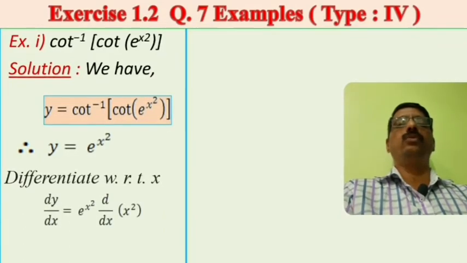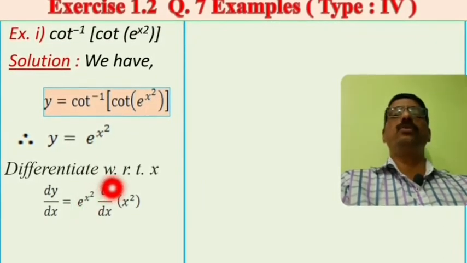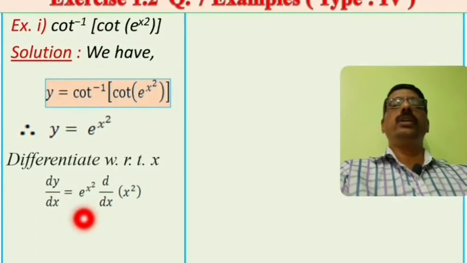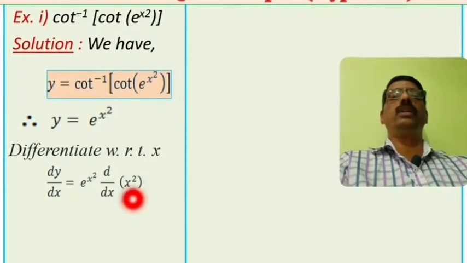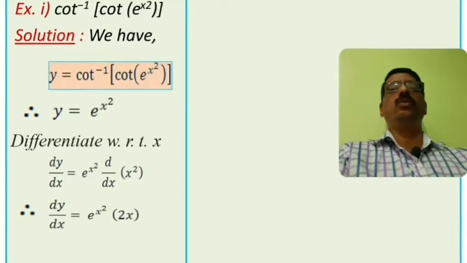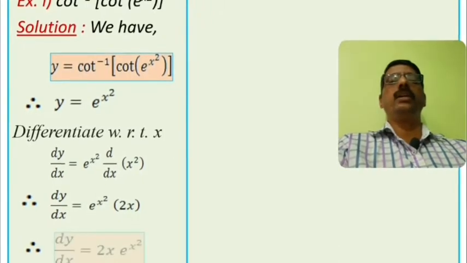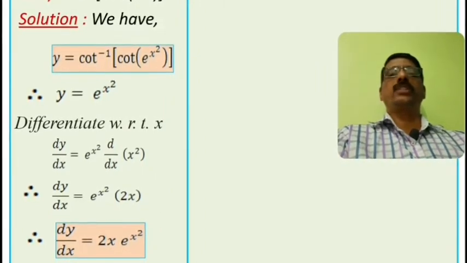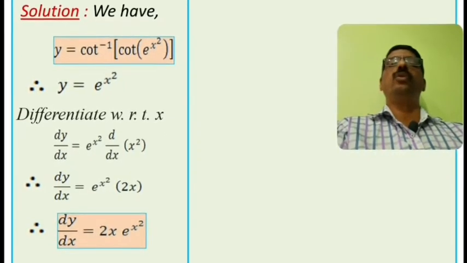Therefore dy by dx equal to, we know that the derivative of e raised to f of x is e raised to f of x into d by dx of f of x. Here f of x is x square. Therefore dy by dx equal to e raised to x square into d by dx of x square. Now we only have to take the derivative of x square, that is twice x. Rearranging the terms, dy by dx equal to twice x into e raised to x square. And that is the derivative of the given function cot inverse of cot of e raised to x square.